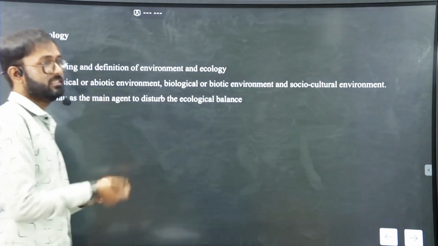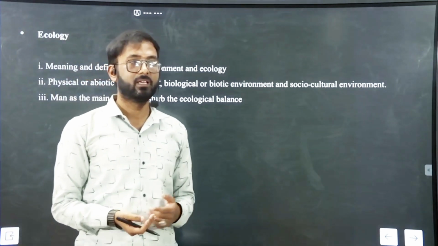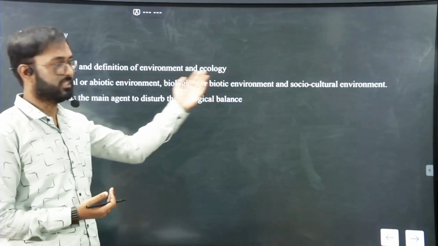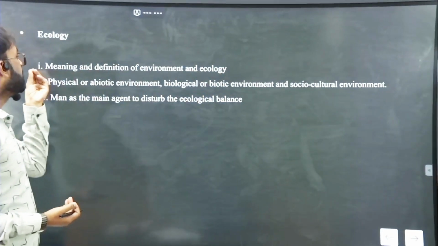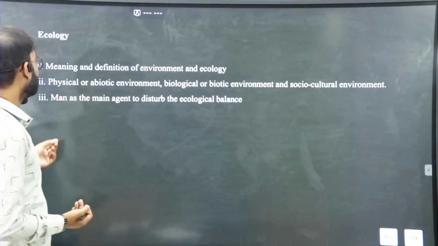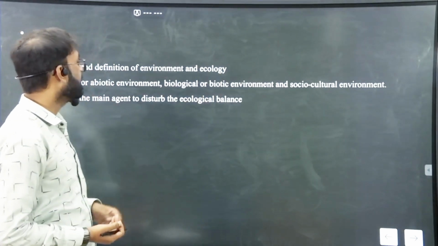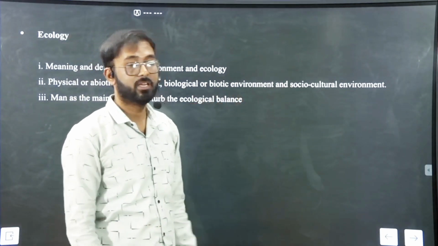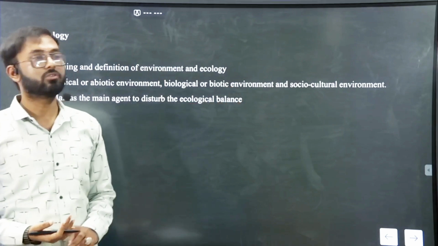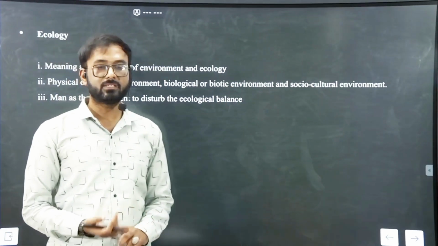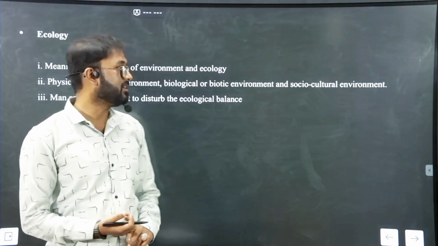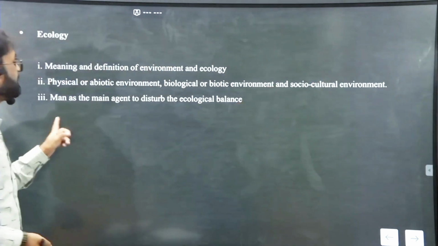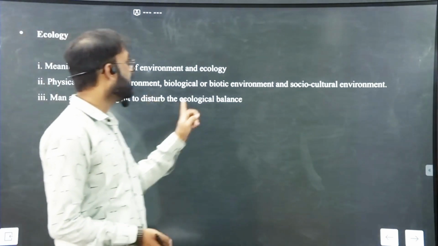And how human beings relate to the environment, this is known as ecology. So we have to study the meaning and definition of environment and ecology. And then physical or abiotic environment, biological or biotic environment, and socio-cultural environment. Because human being is related to society, human being is also called a social animal. So that's why socio-cultural environment is very important. And man as the main agent to disturb the ecological balance.